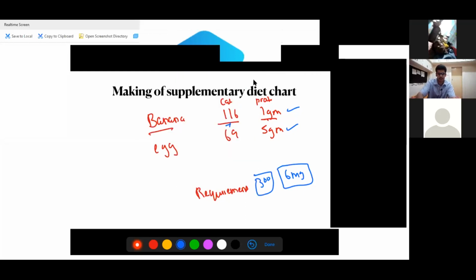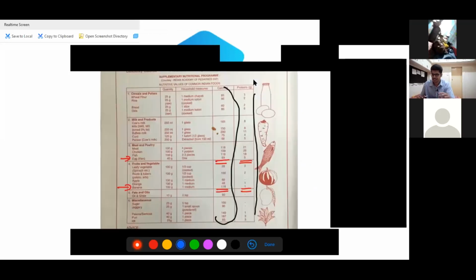Yeah, Aditi is right. 115 calories left. So come back again to your chart. Now I told you if you give more proteins, that's fine. That's no harm. But just pull the calories to more than 300.